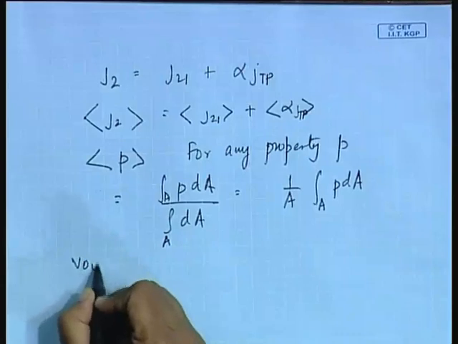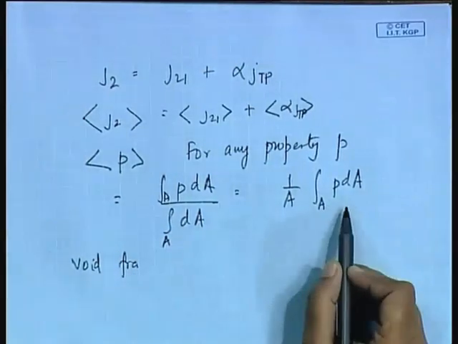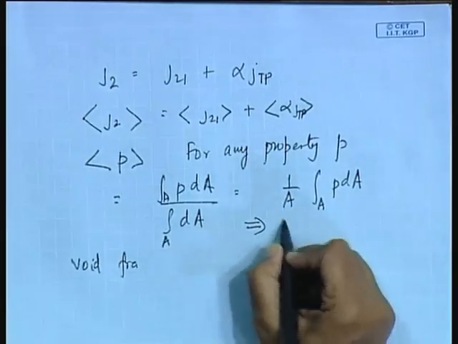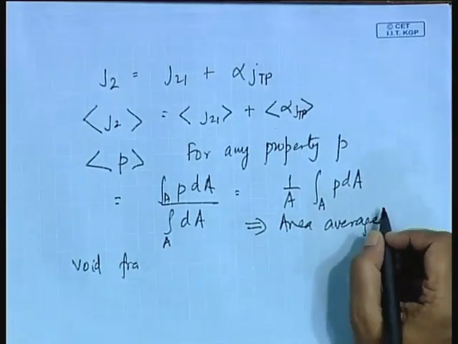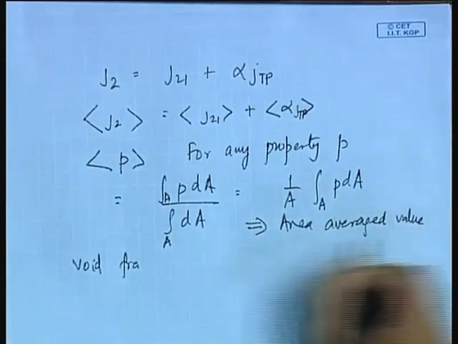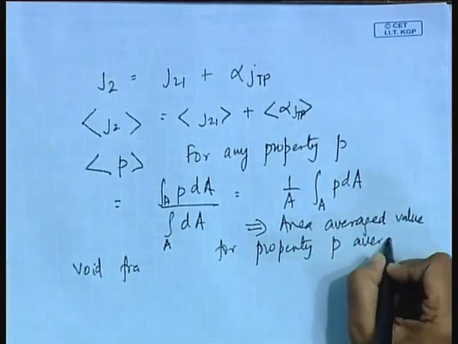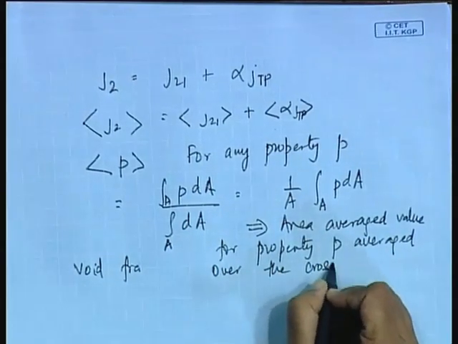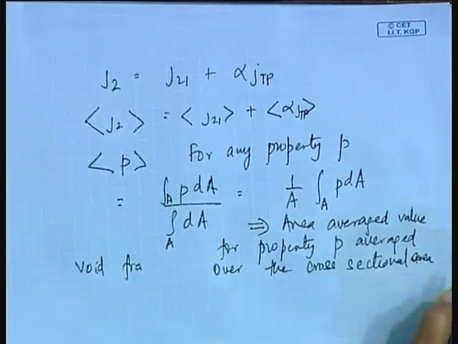And for the void fraction, there are two terms. One is, since for single phase flow this is a sufficient definition, the area averaged value of each property, or rather for any property, this is nothing but the area averaged value for property P, averaged over the cross sectional area.